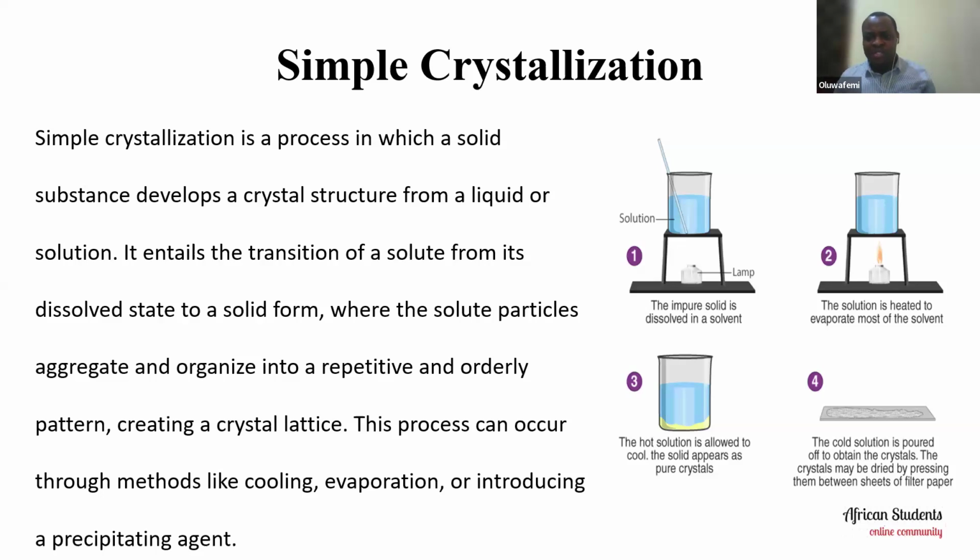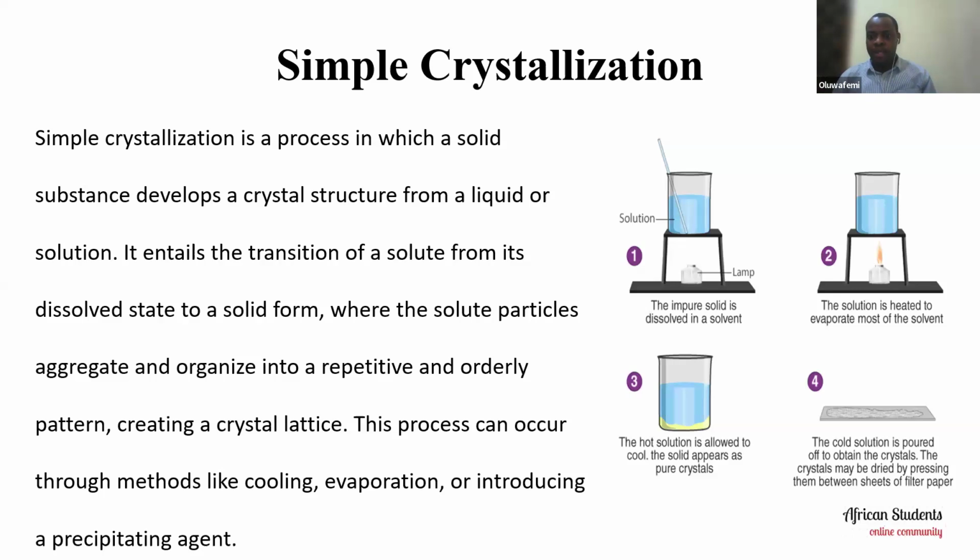So what we do with crystallization is, first and foremost, the impure solid is dissolved in a solvent. For us to do simple crystallization, you dissolve what? The impure solid, you dissolve it in a solvent. Now, after you have done that, the next thing is just subject it to heat. By subjecting it to heat, evaporation will take place. The solvent will what? Will go off.